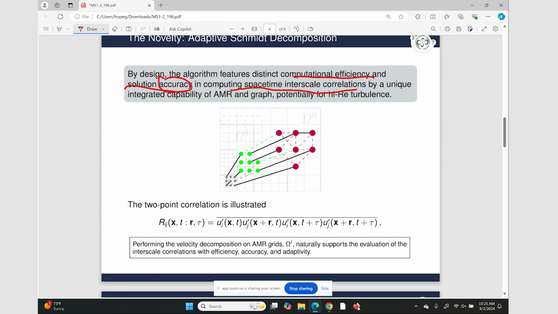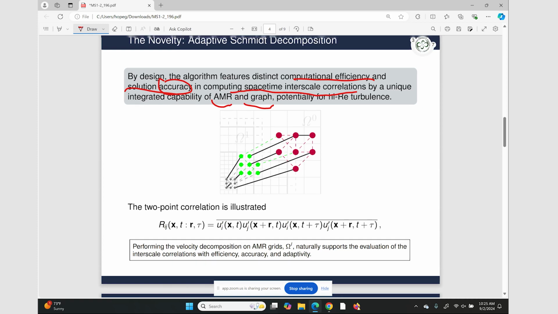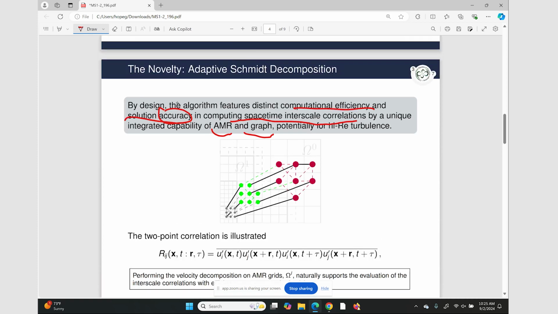So these are the two features: computational efficiency and solution accuracy. Essentially, we want to integrate our AMR and the graph, allowing these interscale correlations to be computed more efficiently and more accurately. This is the novelty of this adaptive Schmidt decomposition.